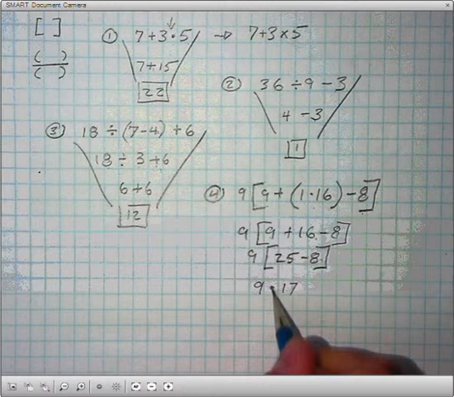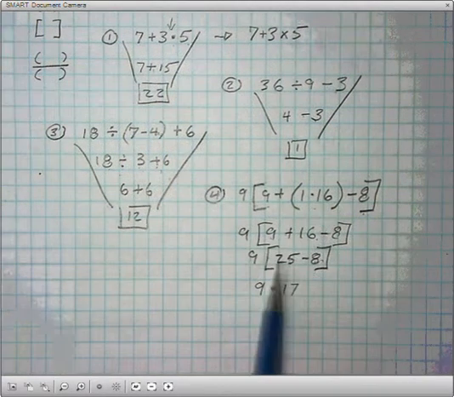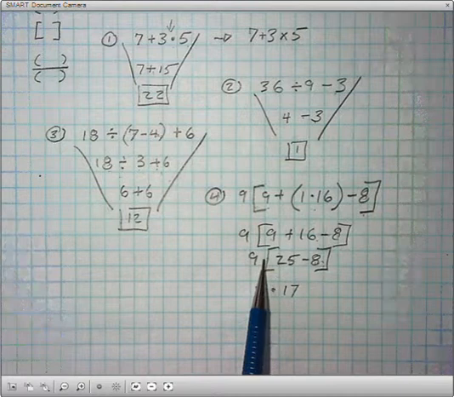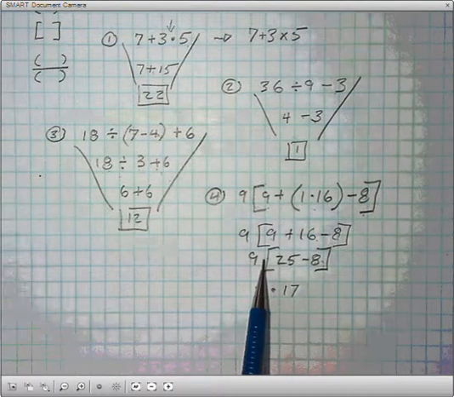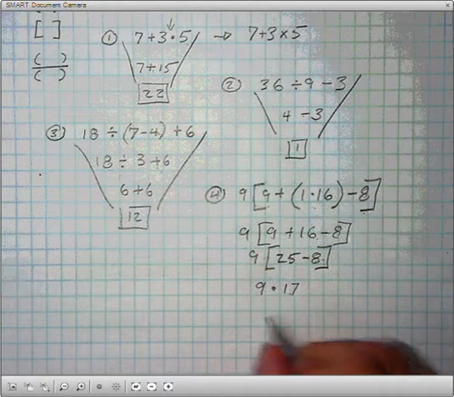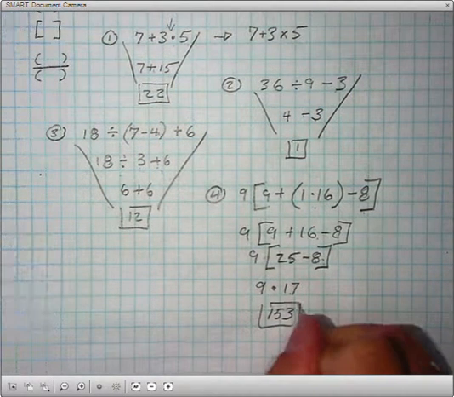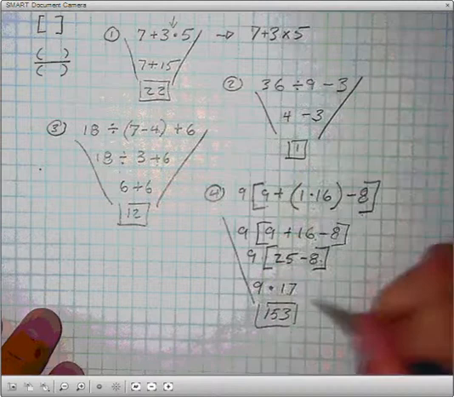It is multiplying. What this says is that I've got 9 of whatever's inside here. So I've got 9 of those. Of course, that means multiplication. So I'm going to multiply 9 times the 17. And when I do that, I get 153. And that is our funnel down technique.